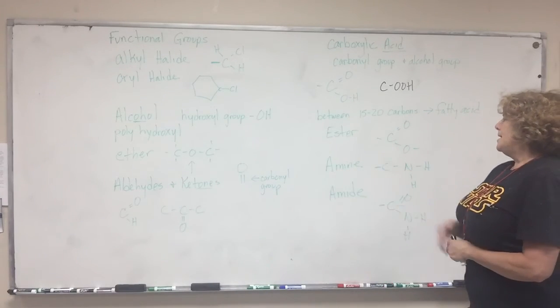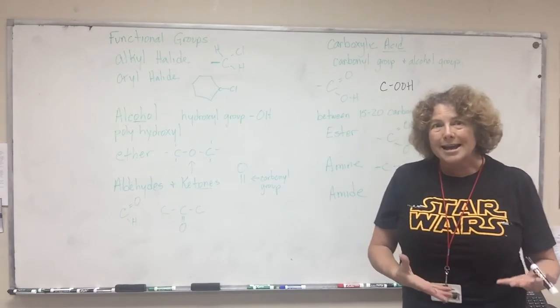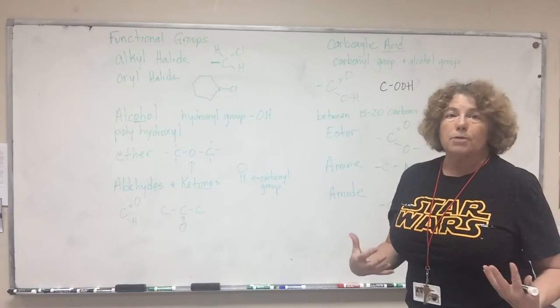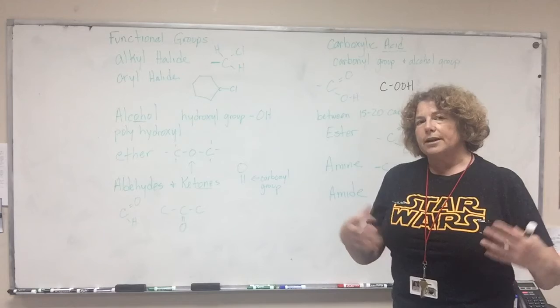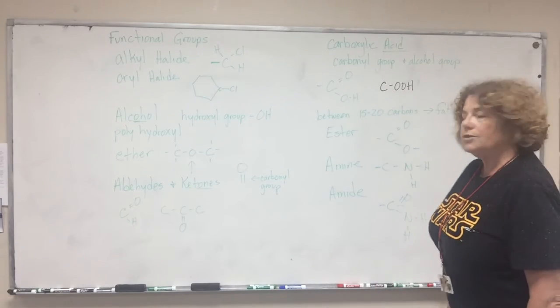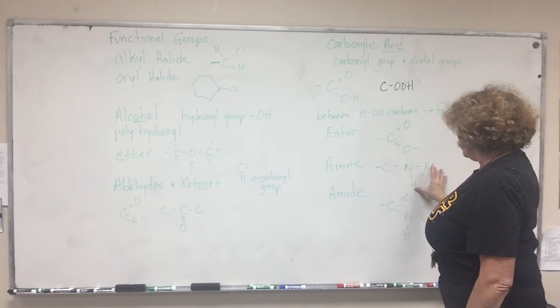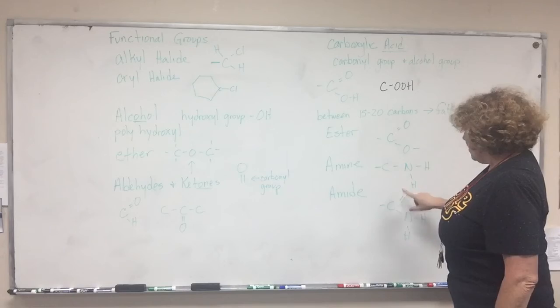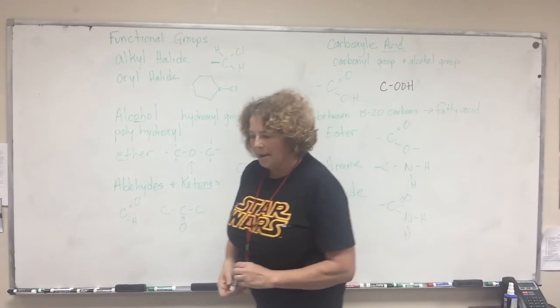Okay, an amine. Amine, you might be familiar with the term amino acid from chemistry. Well, those are what build our proteins. So an amine and amide, those are groups that are attached to your hydrocarbons. An amine just has a nitrogen at the end, and of course its hydrogens too. An amide has a carbonyl group on there and a nitrogen. So that's the difference between an amine and an amide.